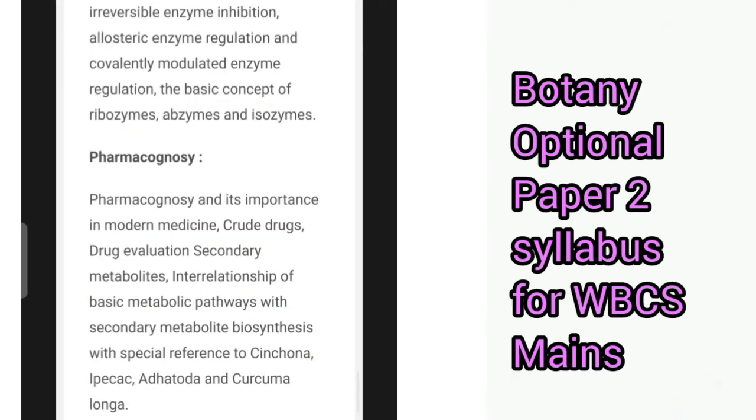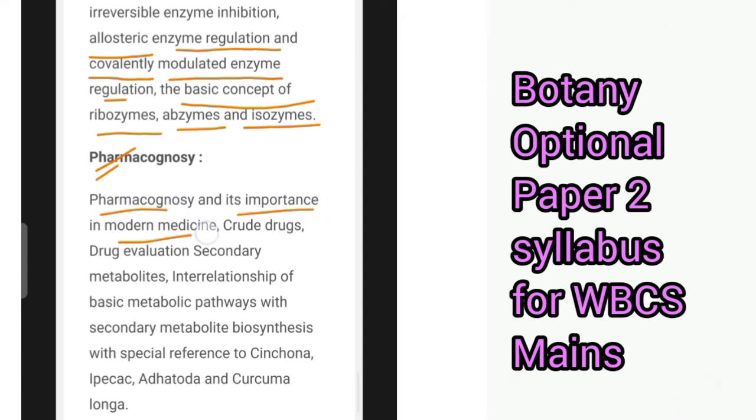Then you have this allosteric enzyme regulation and covalently modulated enzyme regulation. Then the basic concept of ribozymes, abzymes, and isozymes. Then you have this section on pharmacognosy. Pharmacognosy and its importance in modern medicine. You have to learn and go.